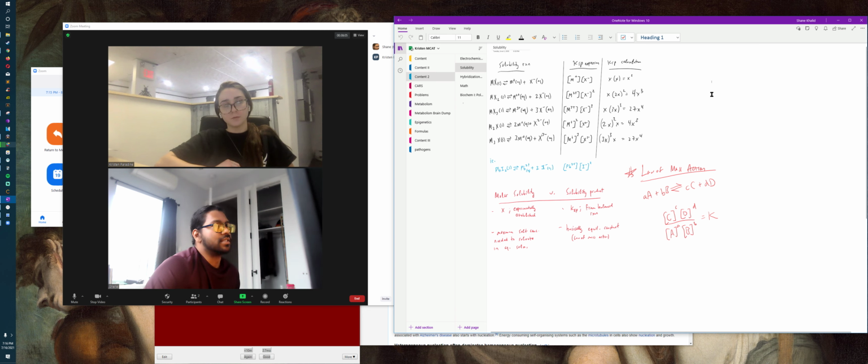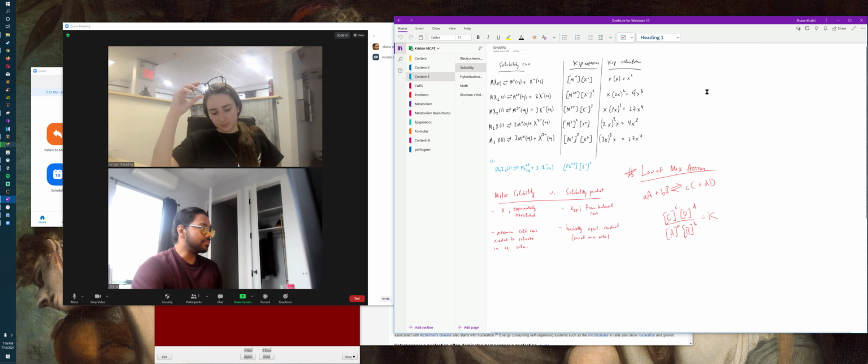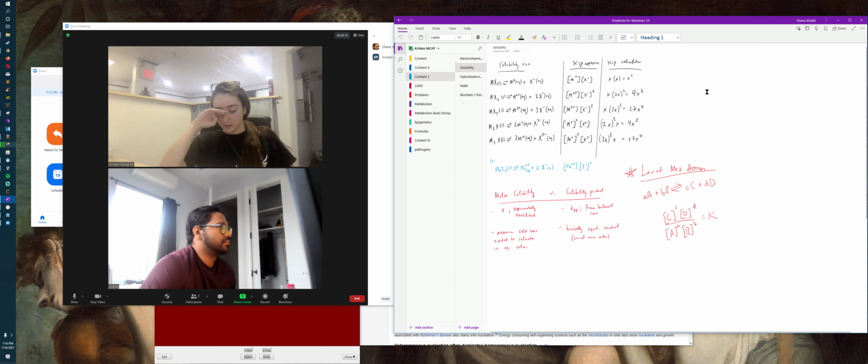And then when you solve for x, you can solve for how much Pb there is and how much iodide there is, because the brackets are the concentration. Yeah, that makes sense.